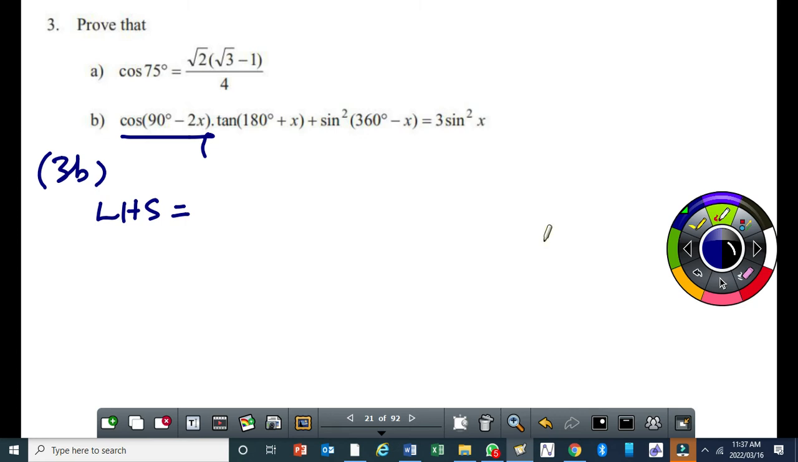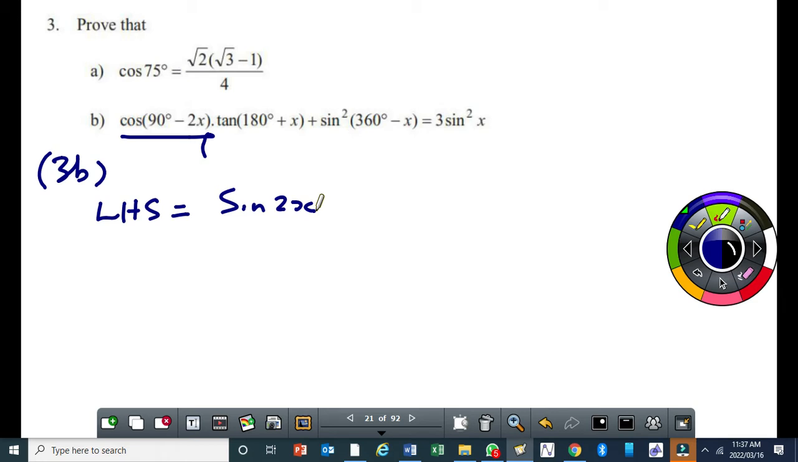to sine 2x. Okay? If you decide to use compound angles, you still have to come to sine 2x. I'll just show you. Can you just pay attention? Don't write anything down. Make sure you pay attention.